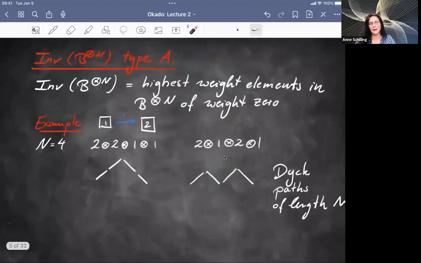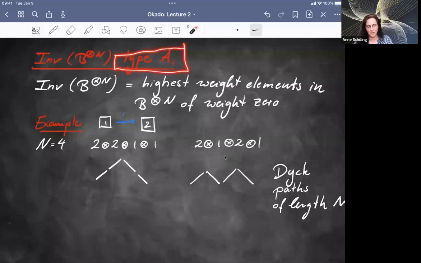Okay, so let me begin by telling you a little bit how these highest weight elements of weight 0 look like in various cases that I want to consider. So let's first look at a very simple case. I'm going to look at type A1. In this case, my crystal is just this very simple crystal. If I just look at the vector representation, I just have an element labeled 1, an element labeled 2, and then the crystal operator F1 takes me from 1 to 2.